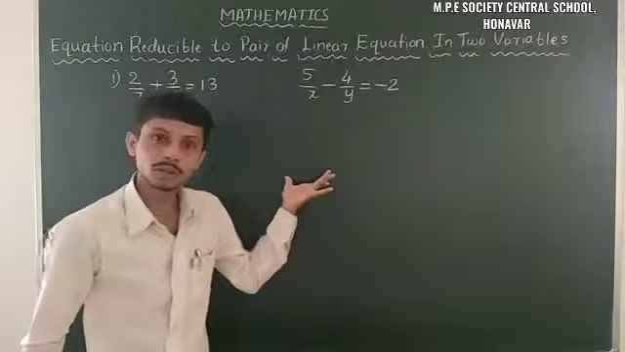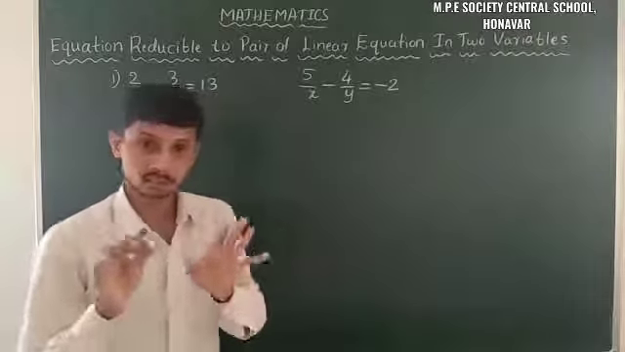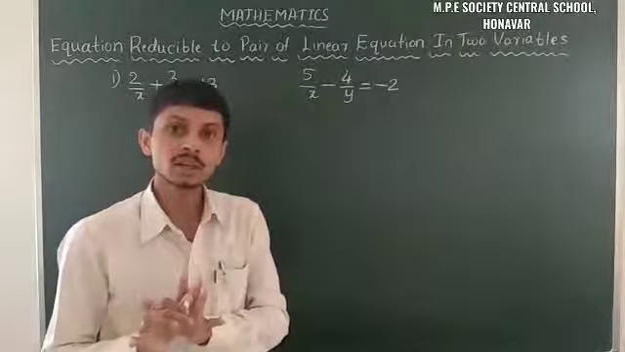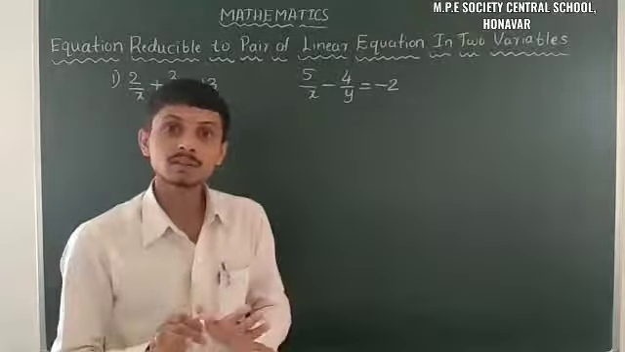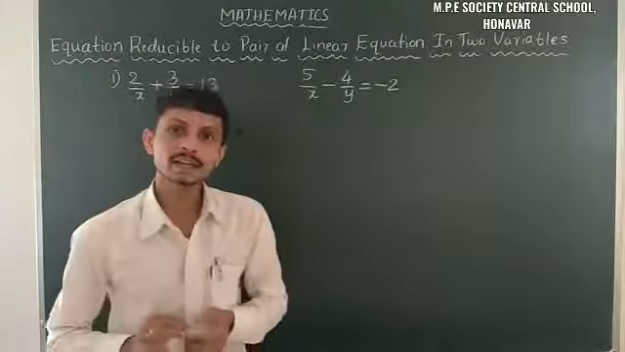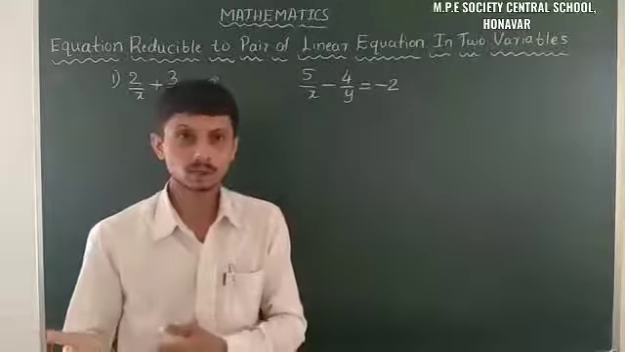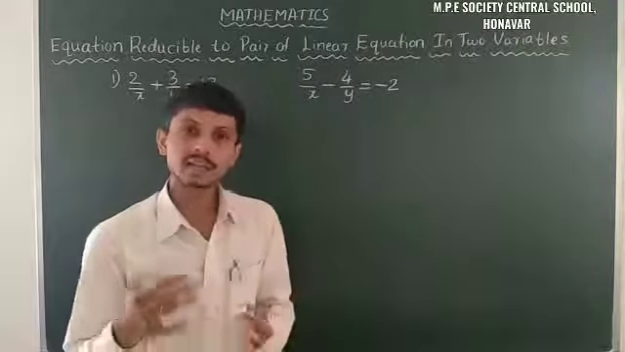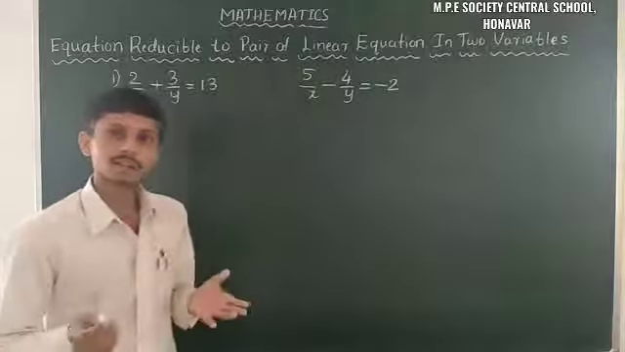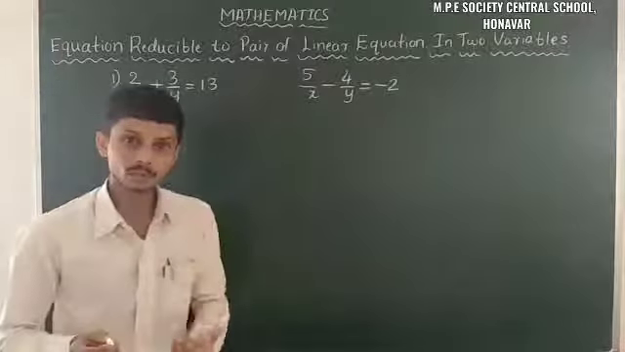So what do we have to do here? We have to convert these into linear equations in two variables. Each equation can be converted into a pair of linear equations in two variables by taking 1 by x as u and 1 by y as v. You can take any other letters, so you can take 1 by x as p and 1 by y as q, or 1 by x as a and 1 by y as b. Likewise you can take here. I will take 1 by x as u and 1 by y as v.